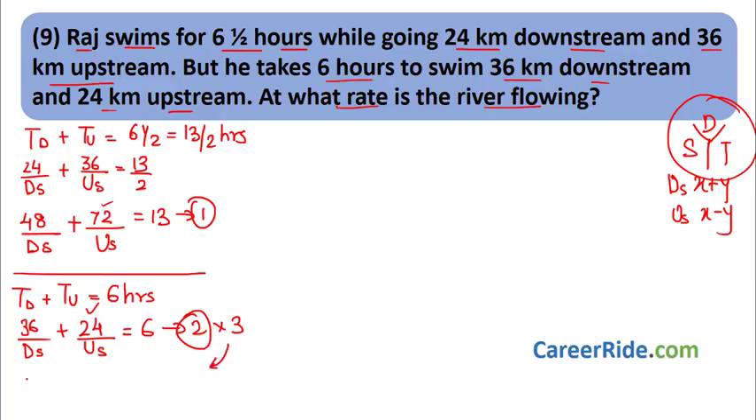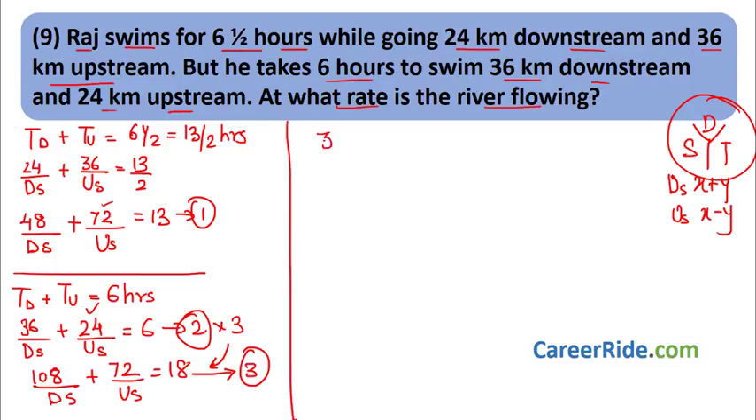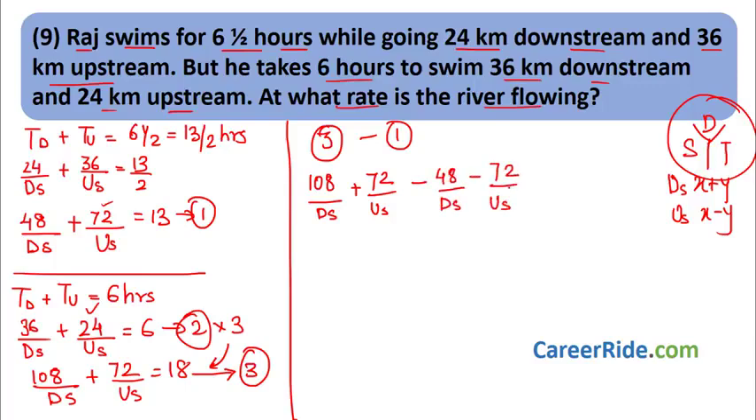So what will we get? 36 into 3 is 108 divided by downstream speed plus 24 into 3 is 72 divided by upstream speed equal to 6 into 3 is 18. This is equation number 3. Now 18 is greater than 13. So what will we have? Equation number 3 minus equation number 1. What we will get? 108 upon downstream speed plus 72 upon upstream speed minus 48 upon downstream speed minus 72 upon upstream speed would be equal to 18 minus 13.